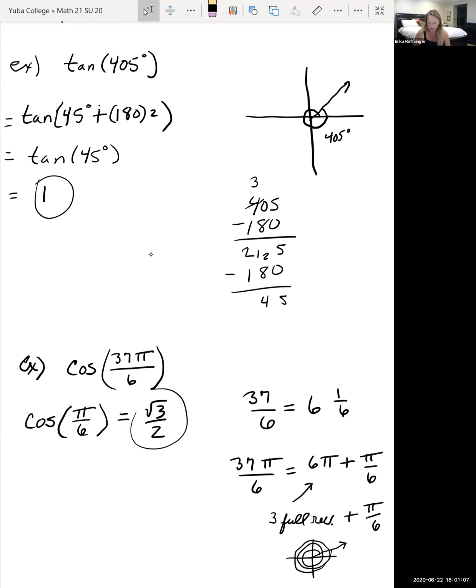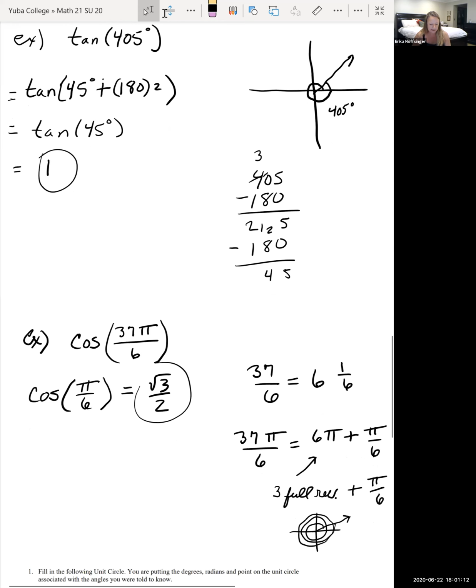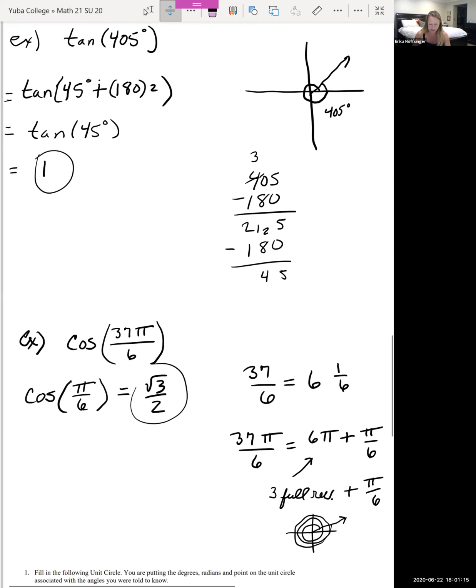Let's really quick, one more thing before we get into the unit circle. Let's talk about even and odd functions.